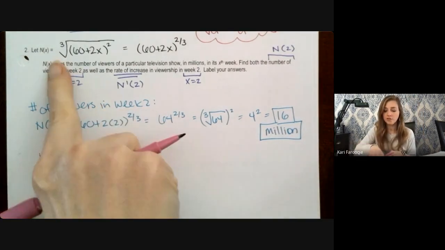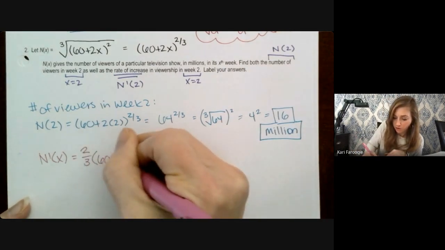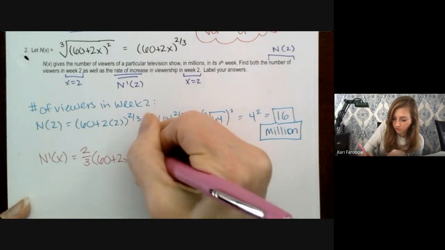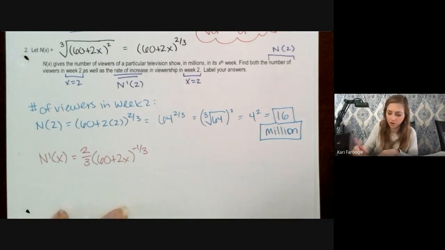All right, I've got n of x. To find n prime, I'm going to bring the exponent down. I'm going to rewrite the inside function. I'm going to decrease the exponent by 1. Now, I just need to find this derivative evaluated at 2.